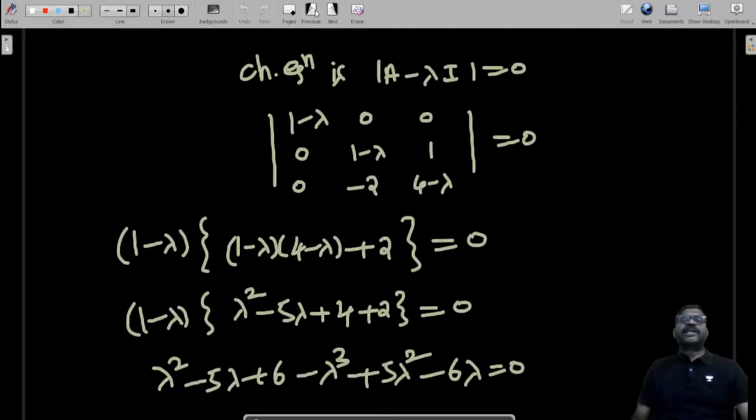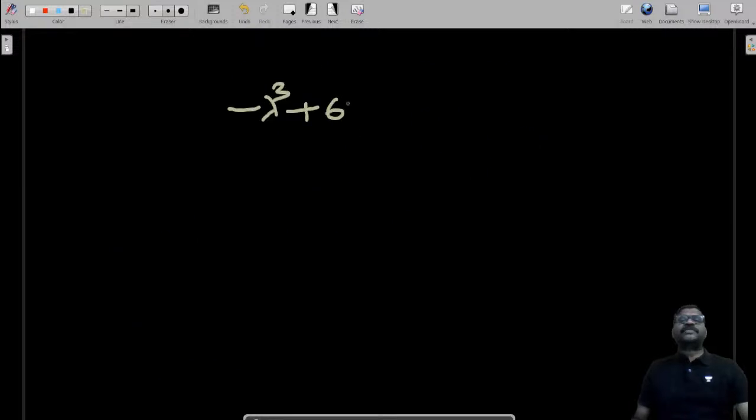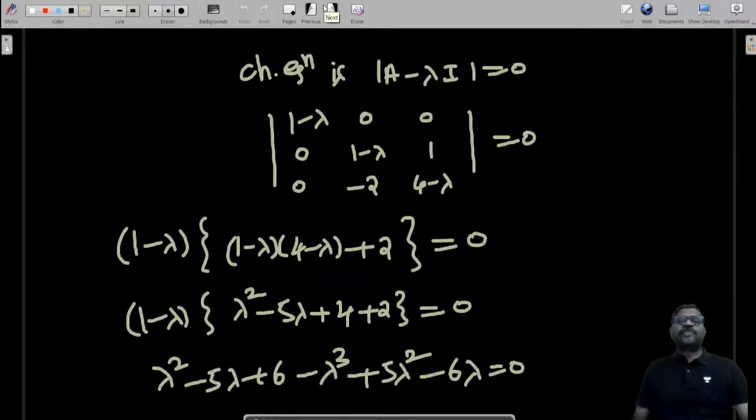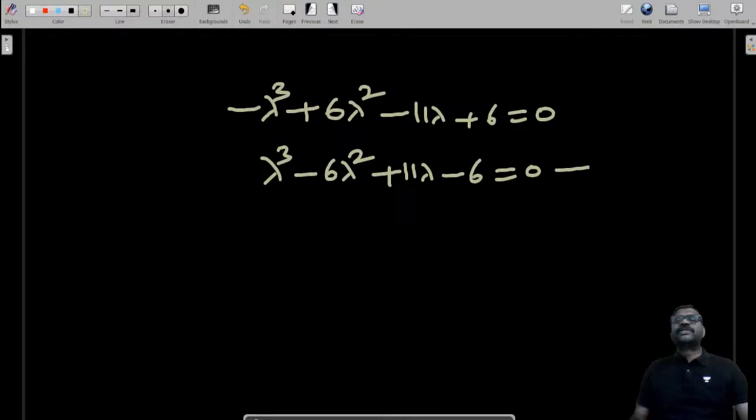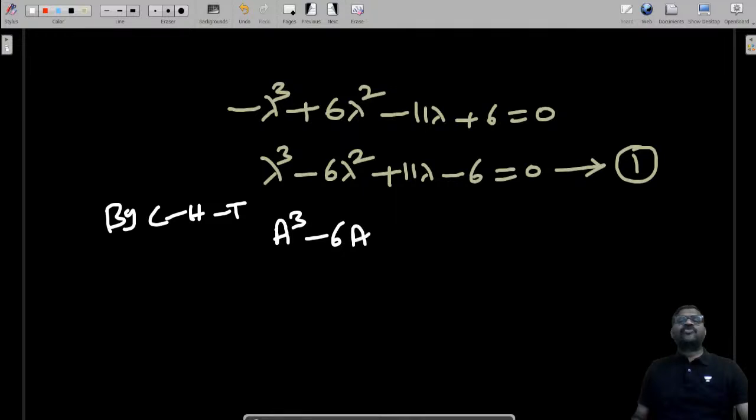That implies minus lambda cube plus 6 lambda square minus 11 lambda plus 6 equal to 0. Lambda cube minus 6 lambda square plus 11 lambda minus 6 equal to 0. Call it equation 1. By Cayley-Hamilton theorem, A cube minus 6A square plus 11A minus 6I equal to 0.